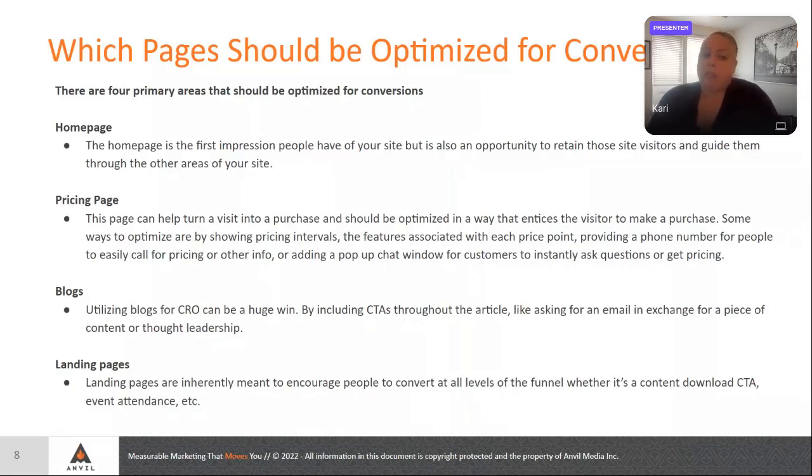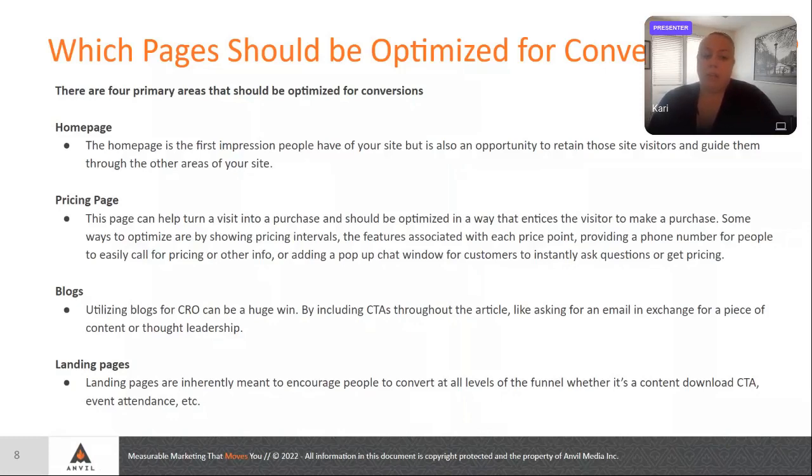And then with blogs, utilizing those blogs for conversion rate optimization can be a huge win, and including calls to action throughout those blog articles, asking for an email in exchange for a piece of content or thought leadership, or even having a demo request option in there for those who maybe are familiar with your brand and just happen to read the blog and decided that kind of pushed them into that phase of wanting to complete that action. As many calls to action as are relevant throughout that article is great.